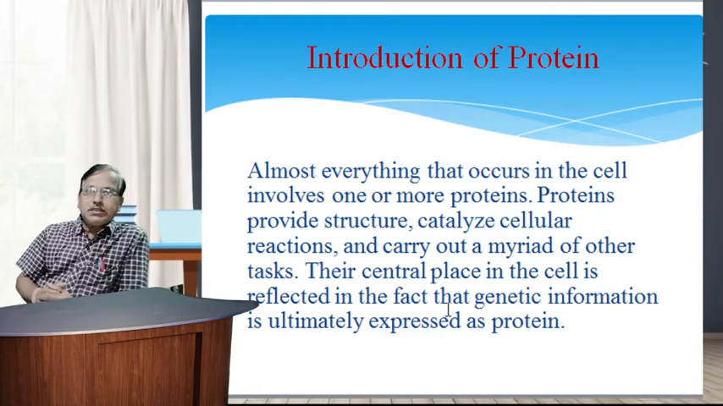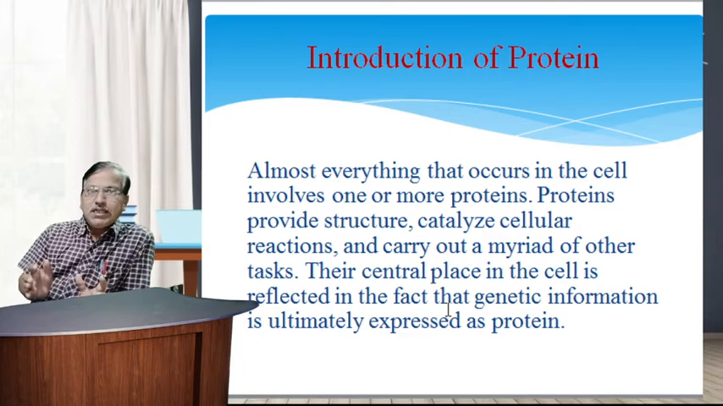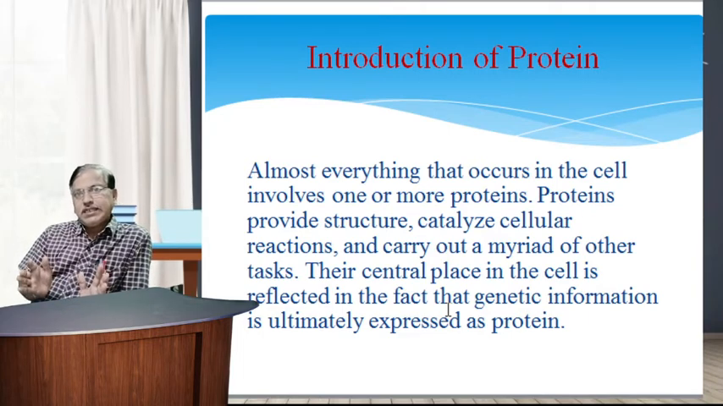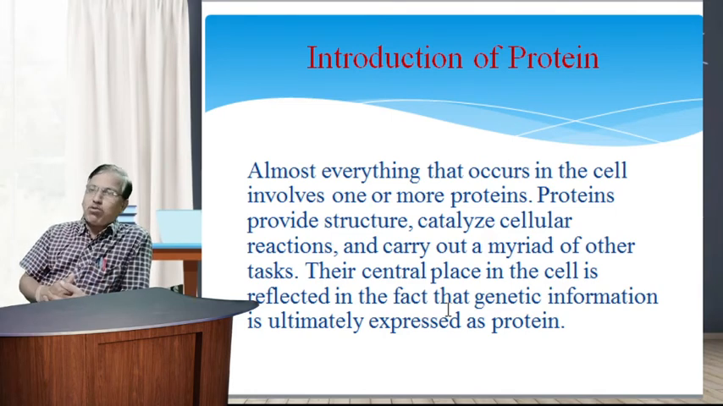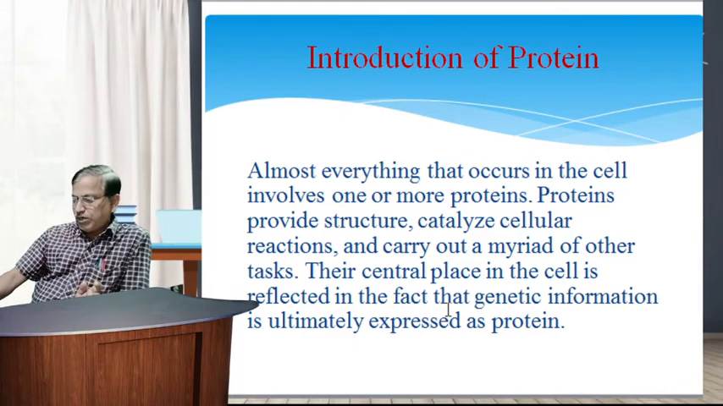Almost everything that occurs in the cell involves one or more proteins. Components made by proteins provide structure, catalyze cellular reactions, and carry out a myriad of other tasks. Their central place in the cell is reflected in the fact that genetic information is ultimately expressed as protein. So in simple way, this is the most important role in the living cell, also acting as a catalyst, and genetic information is expressed as particular protein groups.